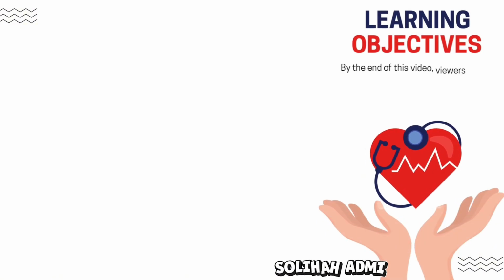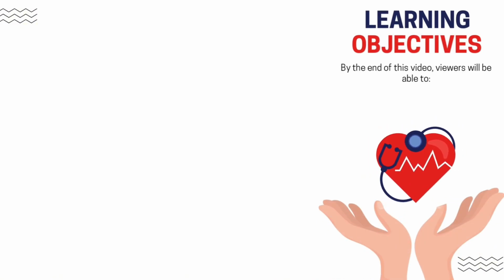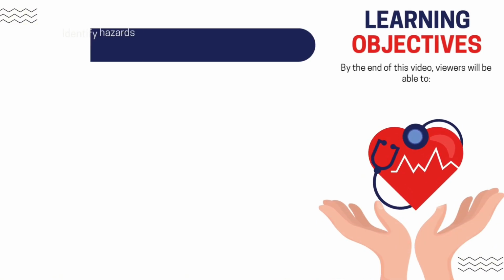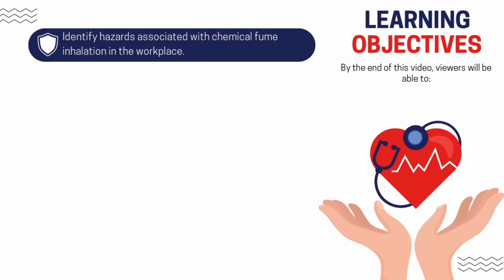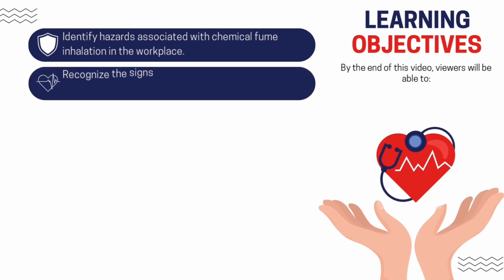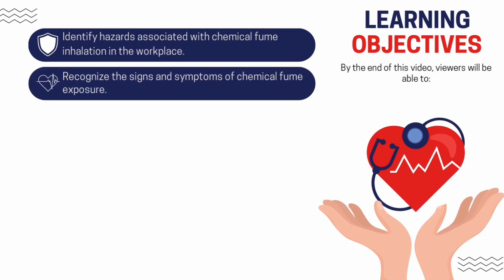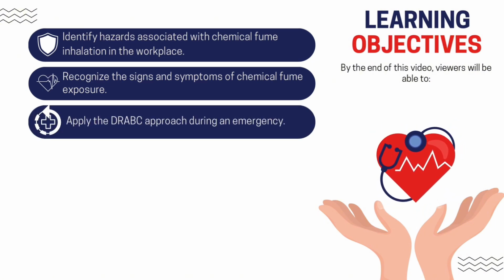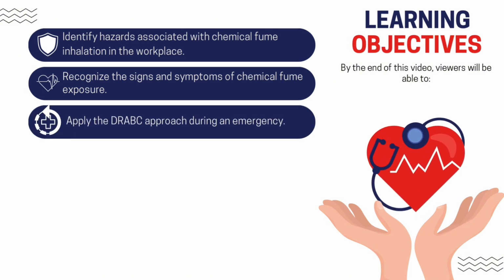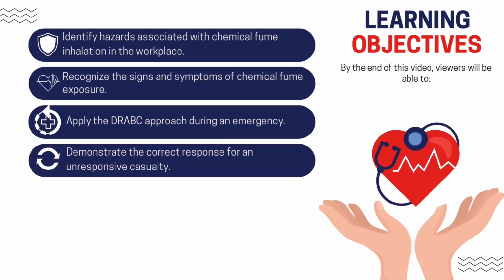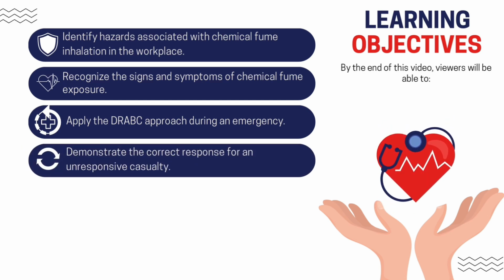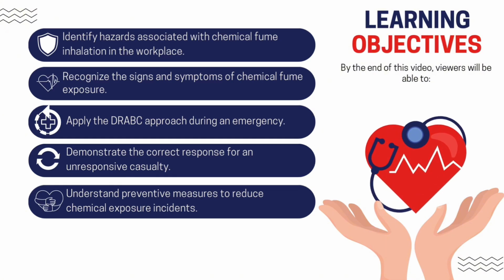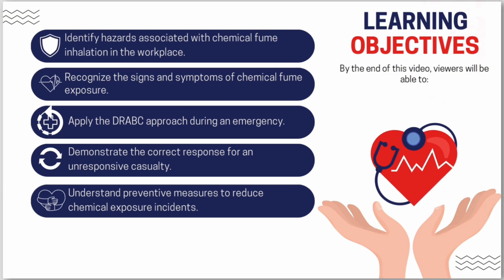For the learning objectives, by the end of this video, viewers will be able to: firstly, identify hazards associated with chemical fume inhalation in the workplace. Second, recognize the signs and symptoms of chemical fume exposure. Third, apply the DRABC approach during an emergency. Fourth, demonstrate the correct response for an unresponsive casualty. Lastly, understand preventive measures to reduce chemical exposure incidents.